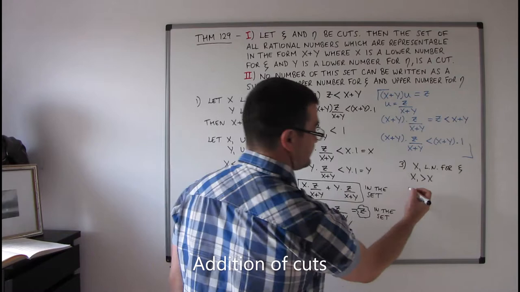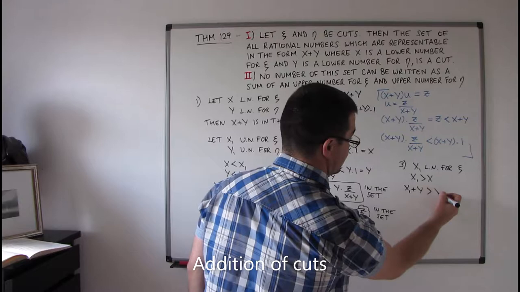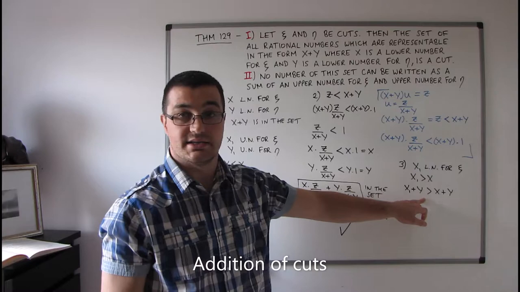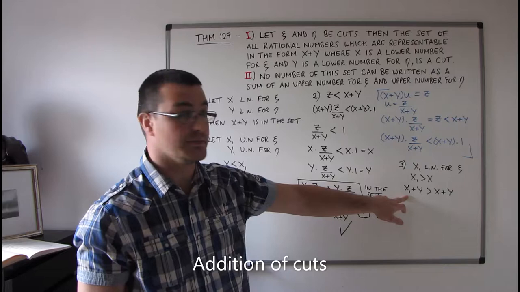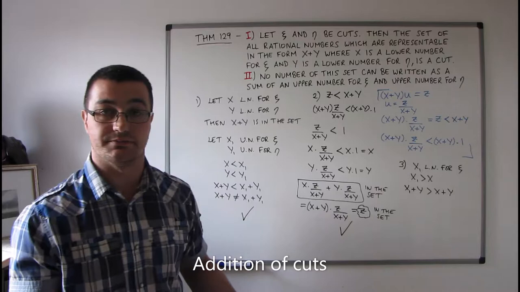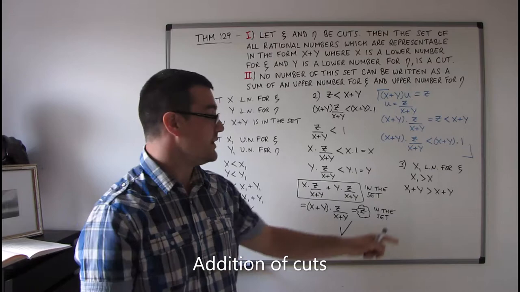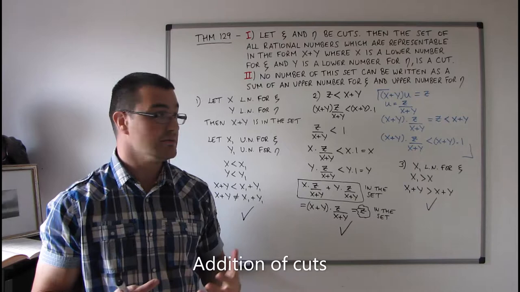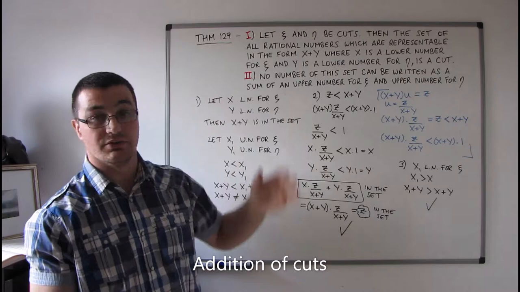And therefore, x1 plus y is greater than x plus y. So y is the lower number that we chose for eta. And therefore, this number x1 plus y is of exactly the right form that it needs to be. It's the sum of a lower number from xi and a lower number from eta, so therefore it must be in the set. But it's greater than the x plus y that we chose, but remember the x plus y was arbitrarily chosen. So for any arbitrarily chosen number of our sets, we can always find a number that is greater than that arbitrarily chosen number. So that's the third criteria satisfied. So the conclusion at this stage is that our set of rational numbers, of all of the numbers representable in this particular form, is indeed a cut.